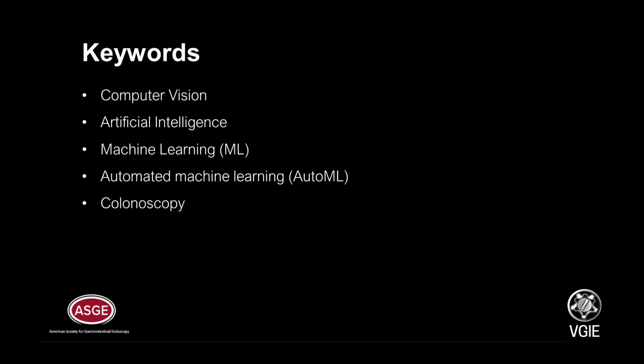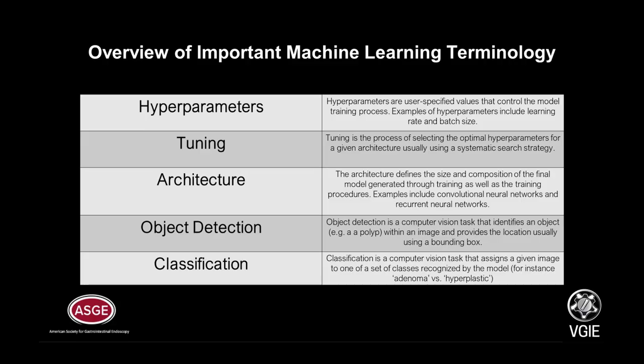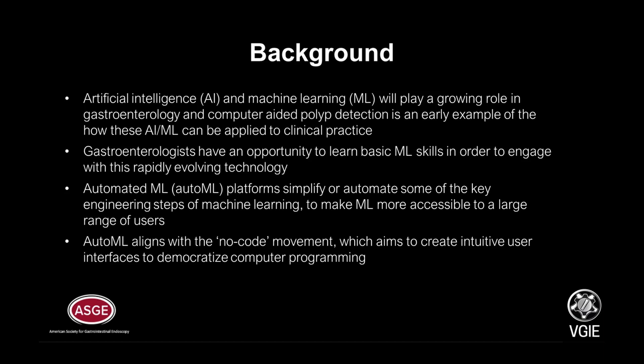These are the keywords for this project. Here is a review of some relevant terminology. Hyperparameters are user-specified values that control the model training process, and tuning is the process of selecting the optimal hyperparameters for a given architecture. This article focuses on the object detection and classification tasks, which find the location and the label of an object, respectively.